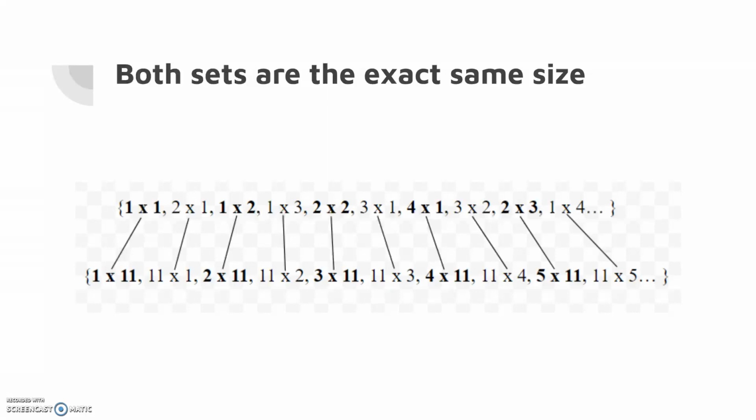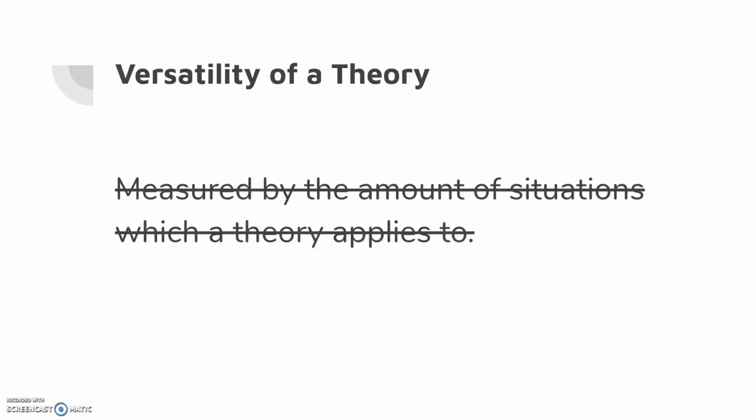By placing the cells into brackets and lining the two sets next to one another, it is apparent that they are both of the same size. Therefore, if versatility is defined by the amount of situations which a theory applies to, both theories have the same versatility. So what we need to change here is our definition of versatility. Let us instead propose this.